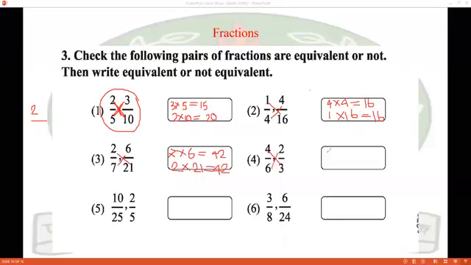When we multiply 4 into 3, we get 12. When we multiply 6 into 2, we also get 12. So they are equivalent. In this way, we can find out which is equivalent and which is not equivalent.